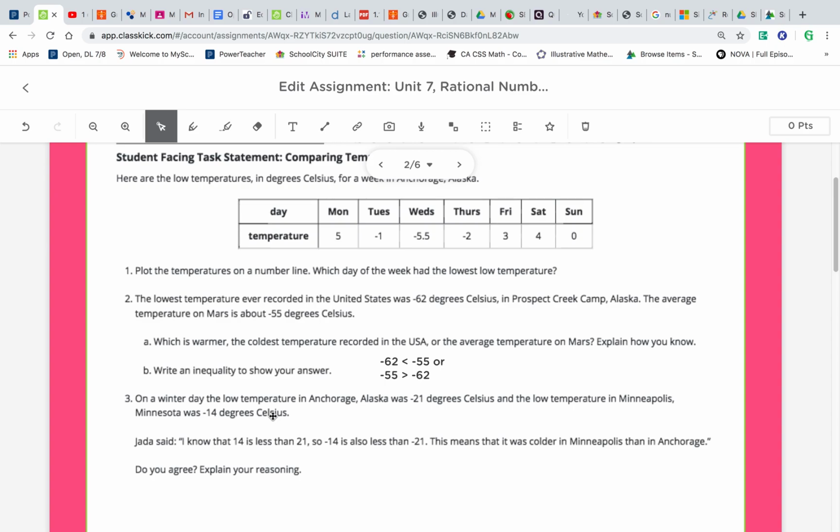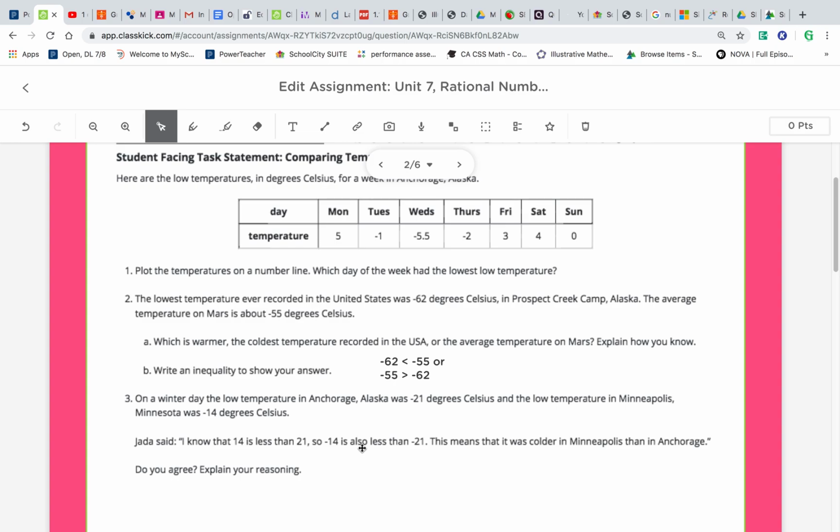Do you agree? Well, this relates just to what I was just saying here. Once you're talking about negative numbers, it is different. You have to see the negative sign. Negative 21 is colder than negative 14. Okay? So, while it is true that 14 is less than 21, this part's true. This part is not. Negative 14 is not less than negative 21.